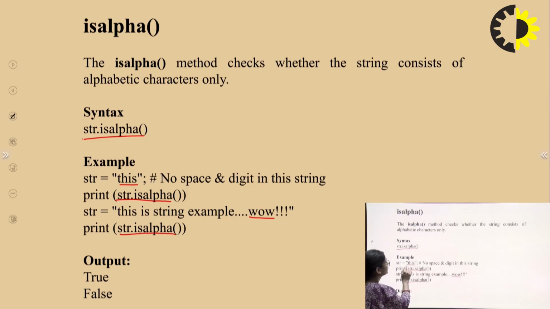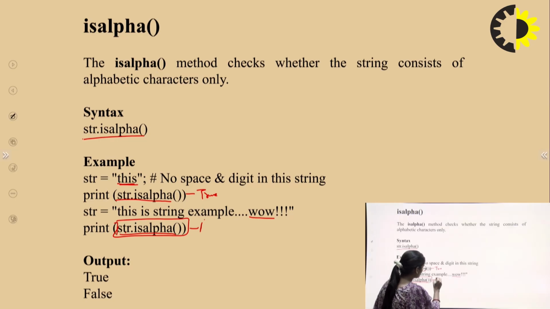there are only alphabet values, no numeric values. So here the output is true. And this is a string example. String dot isalpha means here the white space is also included, that's why the output is false.